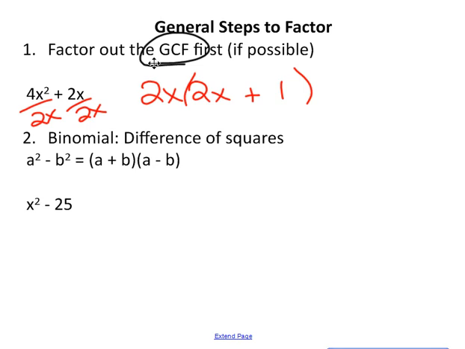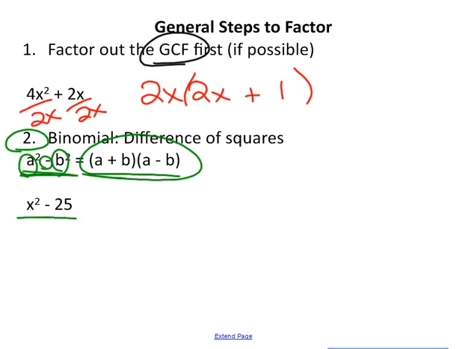So, in general, when you're factoring, first thing you always look for is GCF. Second thing you're going to do is count the number of terms. If you have two terms and it's a subtract, check to see if it works with the difference of squares formula. So if you have something squared, subtract something else squared, you're going to use this formula right here to factor. For example, I have x squared minus 25.